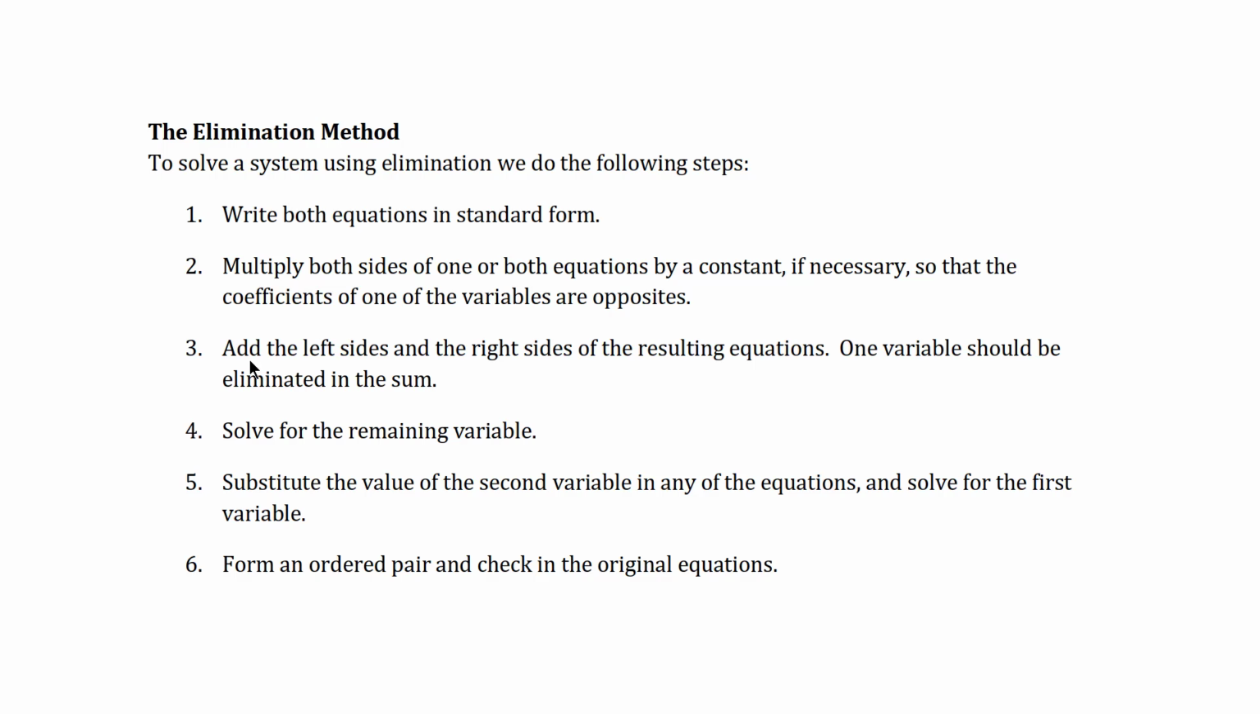Step 3, add the left sides and the right sides of the resulting equations. One variable should be eliminated in the sum. Step 4, solve for the remaining variable. Step 5, substitute the value of the second variable in any of the equations and solve for the first variable. Step 6, form an ordered pair and check in the original equations. In the next example, I'm going to show you how we apply these steps so that we can solve a system using elimination.